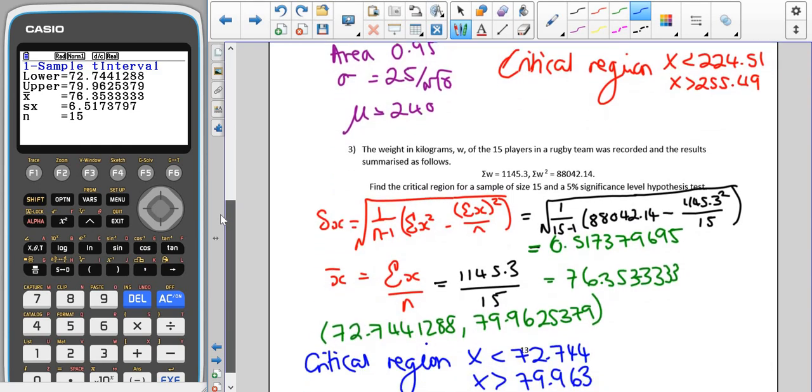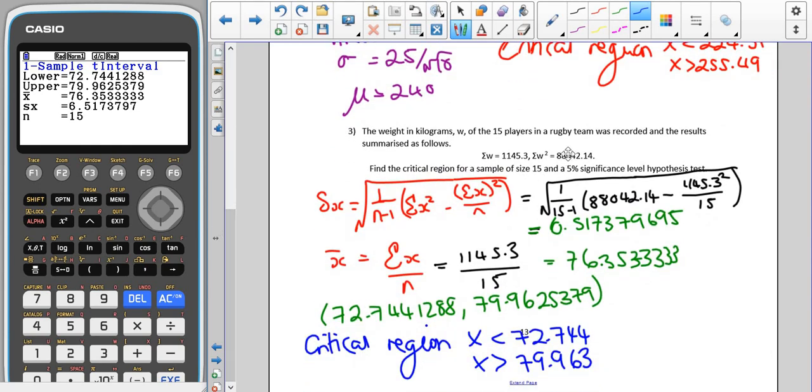For the third one, we were given some summary statistics. Again, we have a small sample. These summarised values that we have here are from the sample, so that means that we can only find the sample standard deviation. So because we have a small sample and we have the sample standard deviation, that means that it's going to be t. So we have our sample standard deviation, use the formula as we did last time, which gives us 6.517379695.